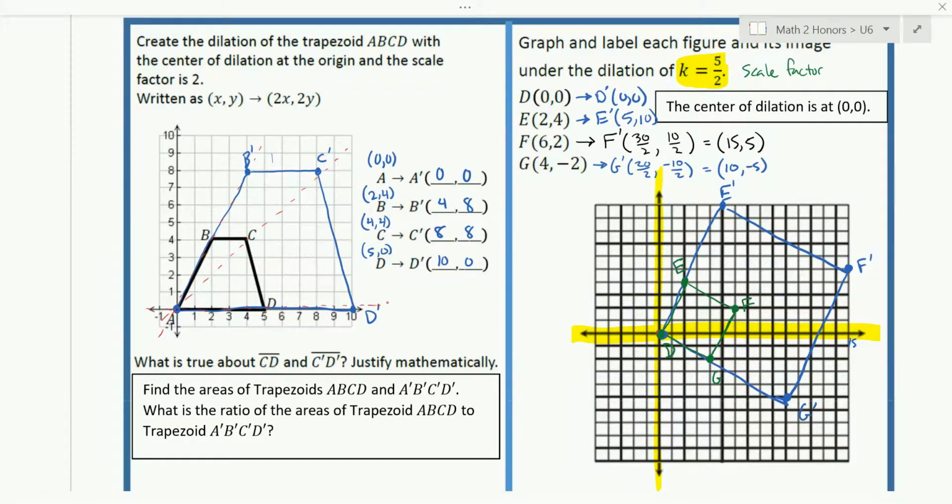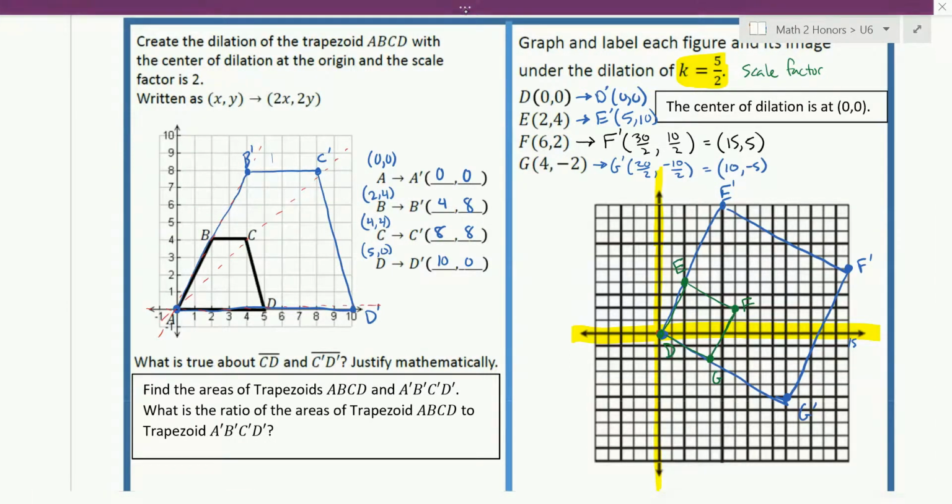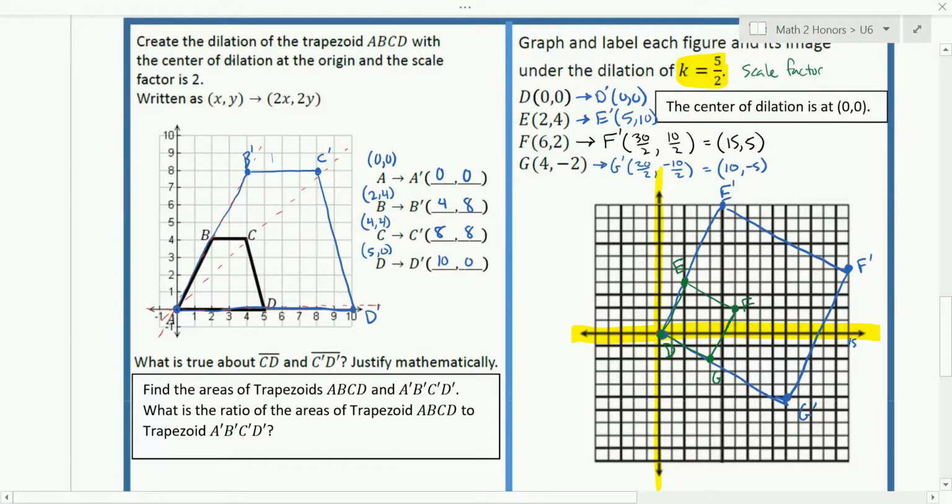These are the coordinates you should get. So what do you think? CD, the line CD or the segment CD and the segment C prime D prime. Any ideas about what might be true about those two things? You look at them. Yeah. Okay. So the slopes are the same.